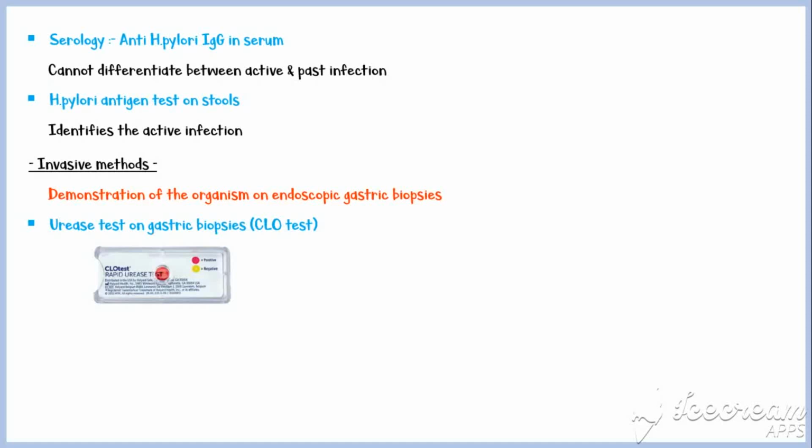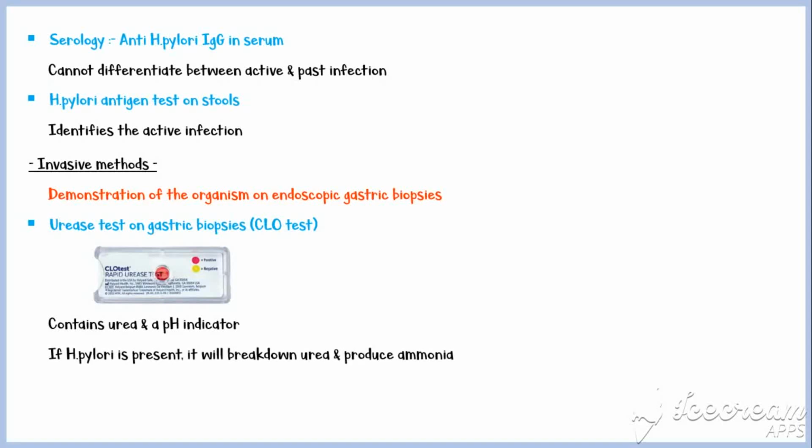CLO kit contains urea and a pH indicator. Endoscopic biopsies are put on the CLO kit and if Helicobacter pylori is present, it will break down urea and produce ammonia, and then the medium will become alkaline. This can be detected by a color change in the medium.